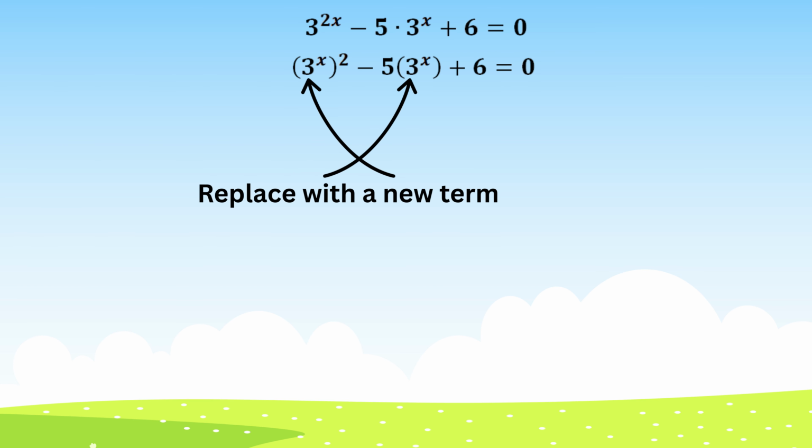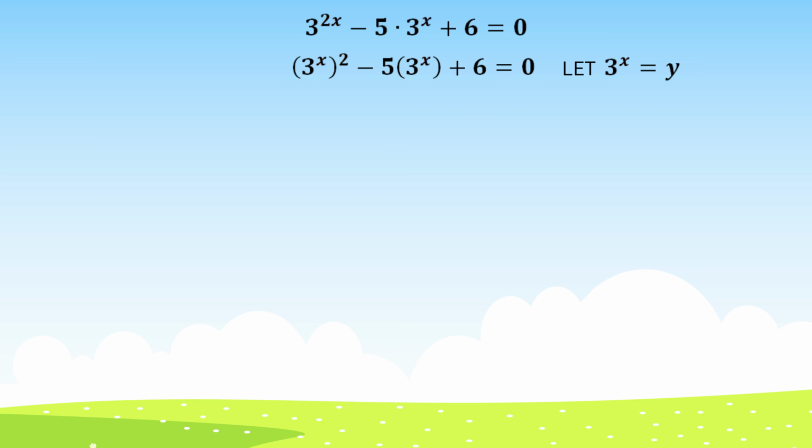Now substitute a new variable for the exponential term. The exponential term is 3 to the power of x. So we substitute y for 3 to the power of x, replacing 3 to the power of x with y everywhere. Hence we end up with the quadratic equation y squared minus 5y plus 6 equals 0.